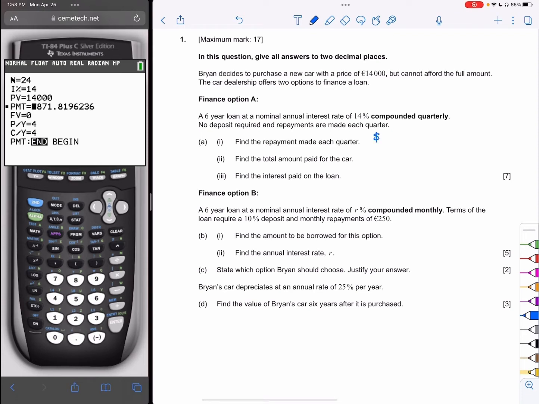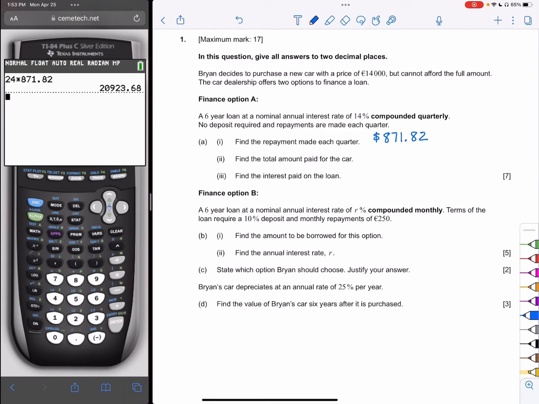So here we see that our payment is going to be $871.82. Now we want to find the total amount that was paid for the car. If I made 24 payments and each payment was $871.82, I will end up getting that my total payments will be $20,923.68.